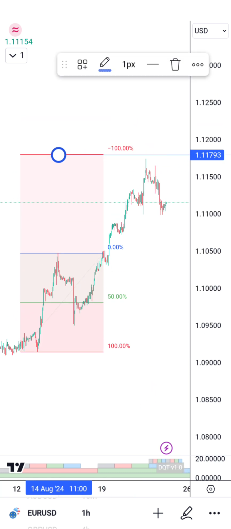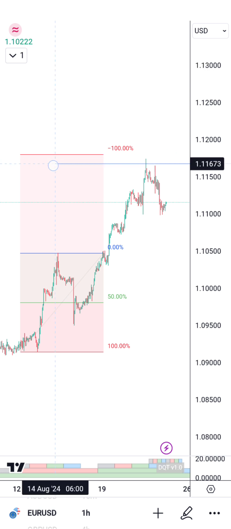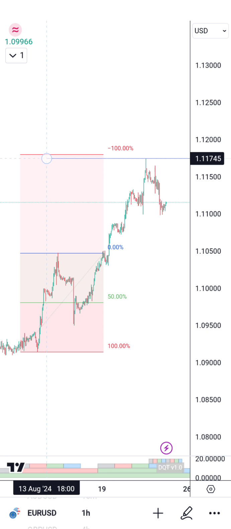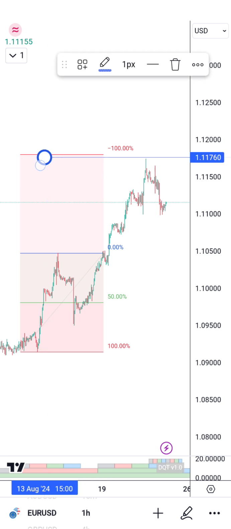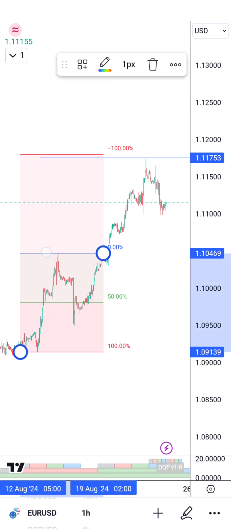It is the same as taking the original 0% to 100% and multiplying it by 2. It's going to give you a complete standard deviation. That is one standard deviation, and that can be your profit level also. But you notice here that price did not actually hit one standard deviation. It went just a few pips short. That is how you can project your Fibonacci tool to take profits in smart money concept.